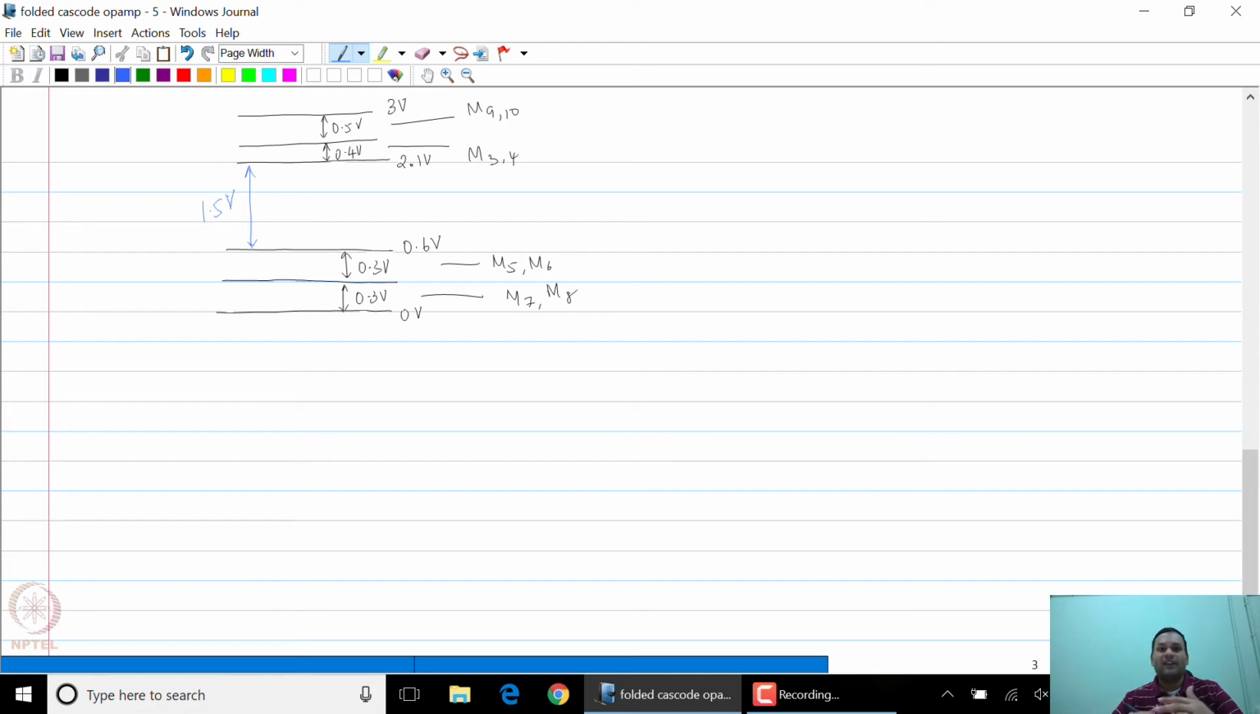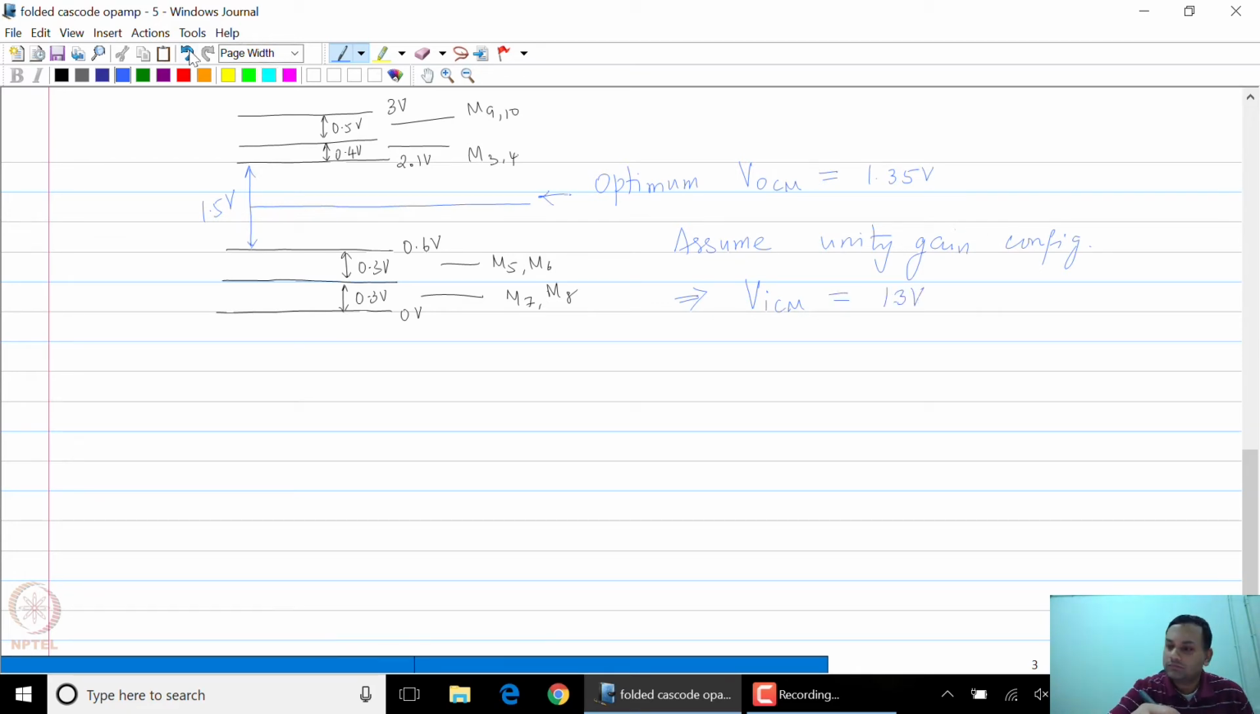Now the other thing we can derive from this, now that we have apportioned the overdrive voltages, is that the ideal common mode voltage at the output should be somewhere exactly in between. So the optimum output common mode voltage should be exactly in between these two, which happens to be at 1.35 volts. So the output should be biased at 1.35 volts. Now to work backwards, we are going to assume that the op-amp needs to operate at unity gain, which means the input common mode would be at around 1.35 volts. Now this helps us set the values for the input also.